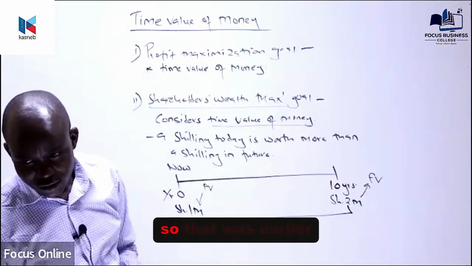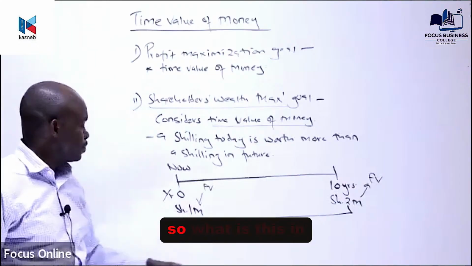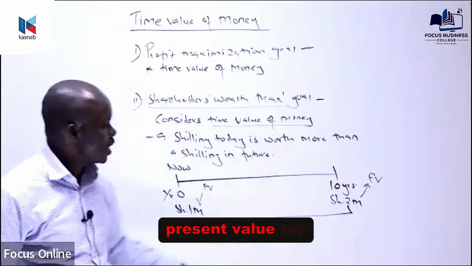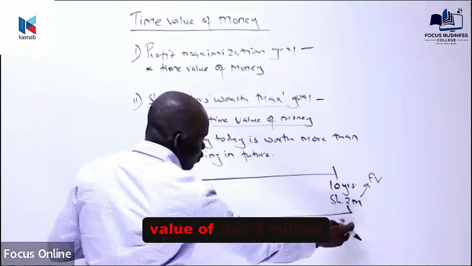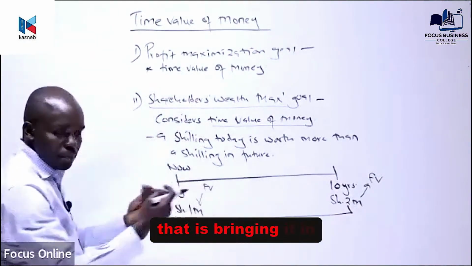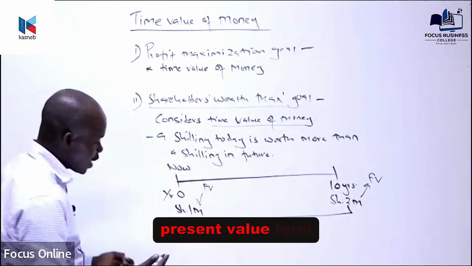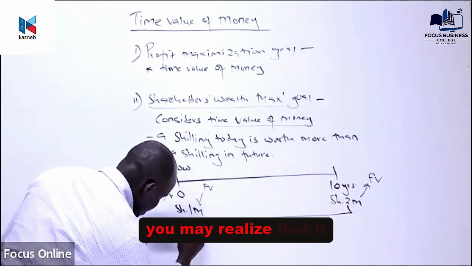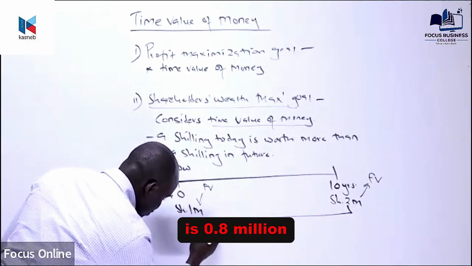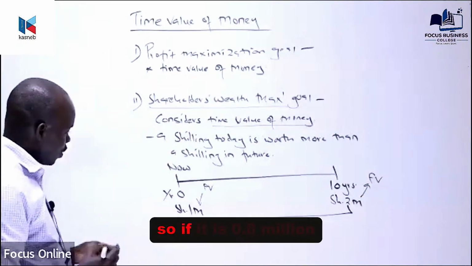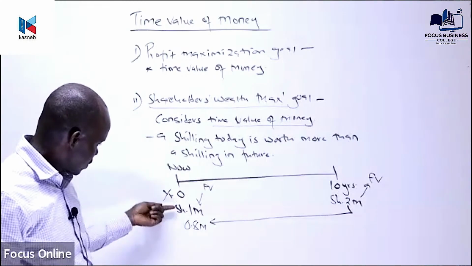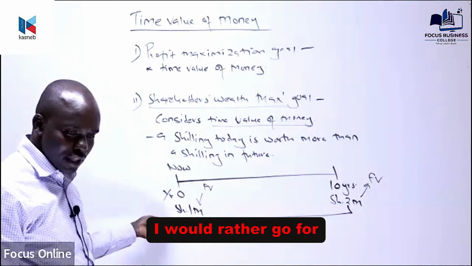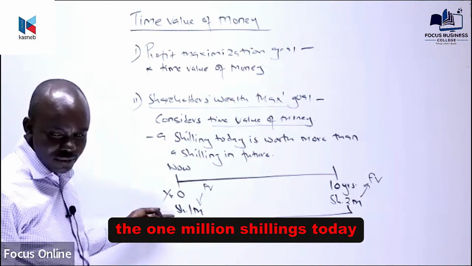Oh, okay, yeah. So that was earlier. So what is this in present value terms? When you ascertain the present value of these 2 million, that is bringing it in present value form, you may realize that it is 0.8 million. So if it is 0.8 million, you will say, I would rather go for the 1 million shillings today.